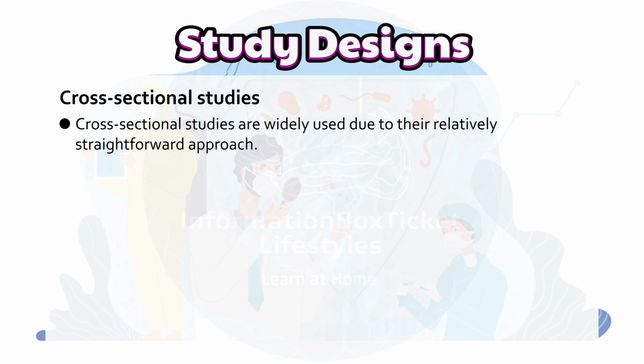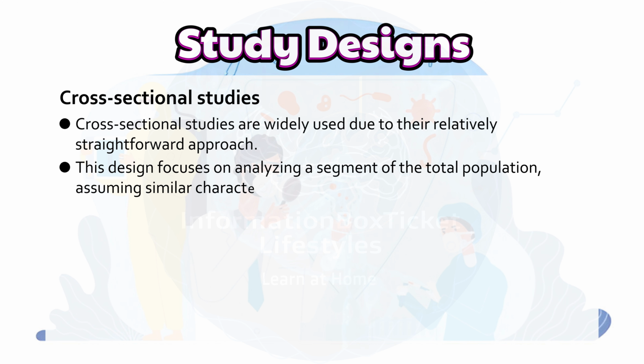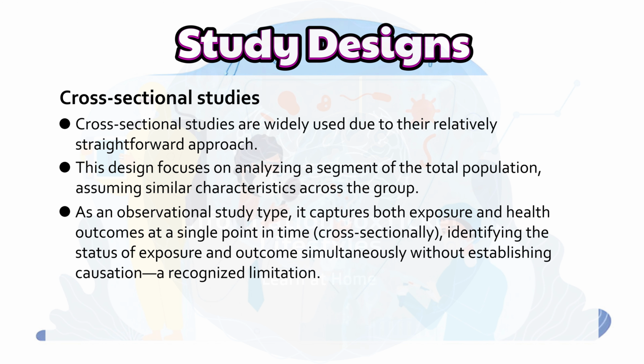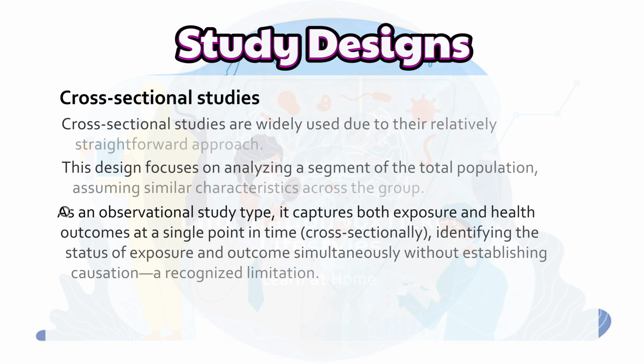Cross-sectional studies are widely used due to their relatively straightforward approach. This design focuses on analyzing a segment of the total population, assuming similar characteristics across the group. As an observational study type, it captures both exposure and health outcomes at a single point in time, cross-sectionally, identifying the status of exposure and outcomes simultaneously without establishing causation, a recognized limitation.